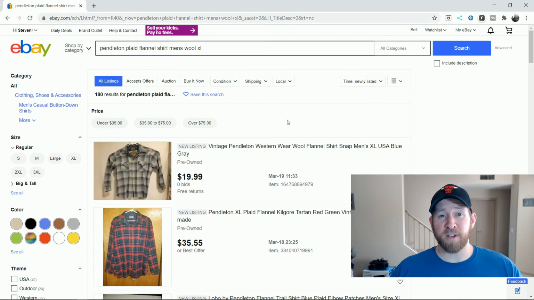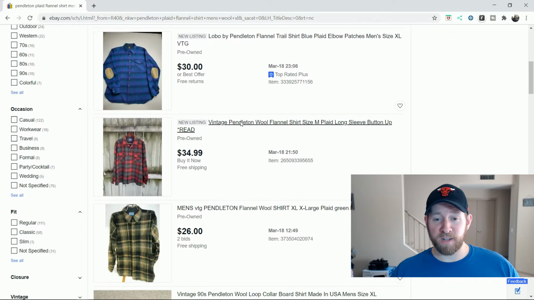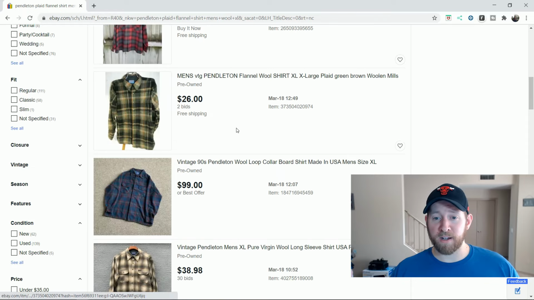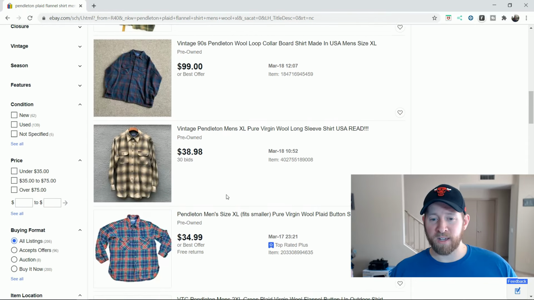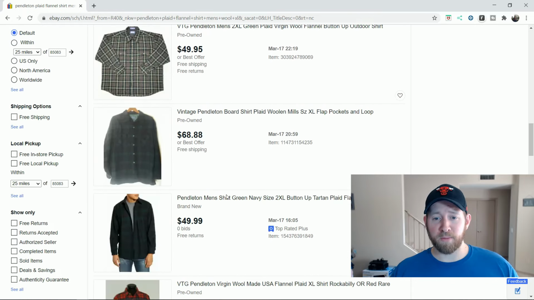Now let's quickly look at an item that should definitely have better sell-through rates, which is Pendleton plaid flannel shirts. I'm looking at men's in wool and extra large. Looking at how many are currently listed, it is 180. I'll scroll through these to look at current completed sales, and you can see prices are a little bit all over the place.